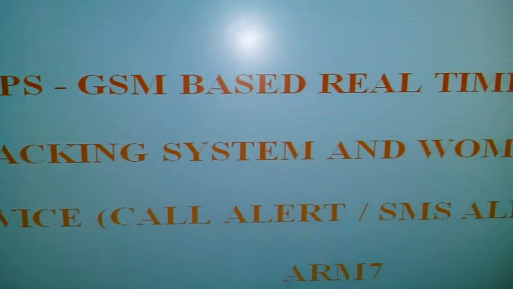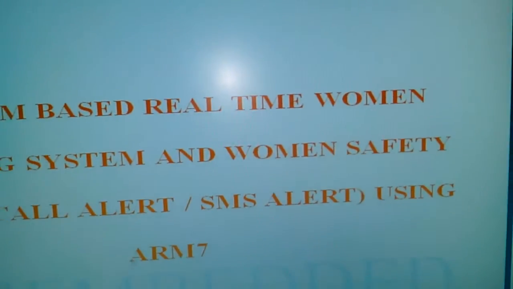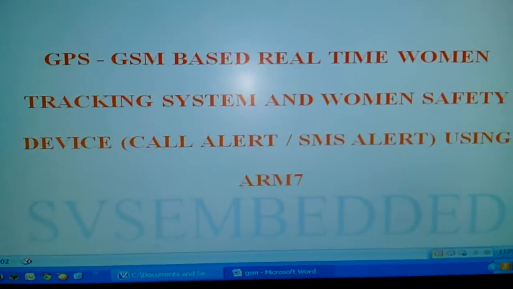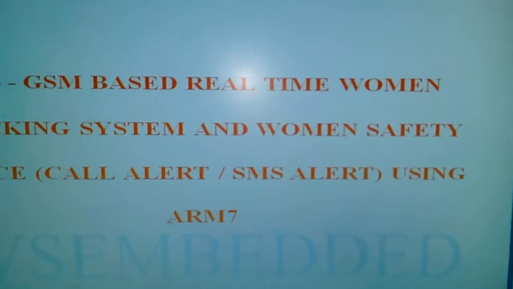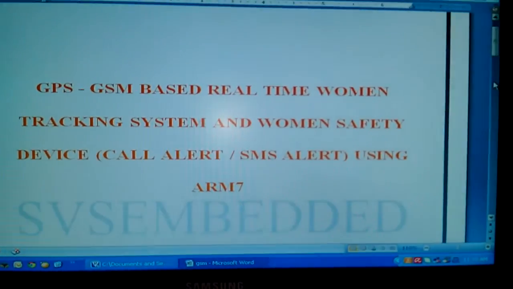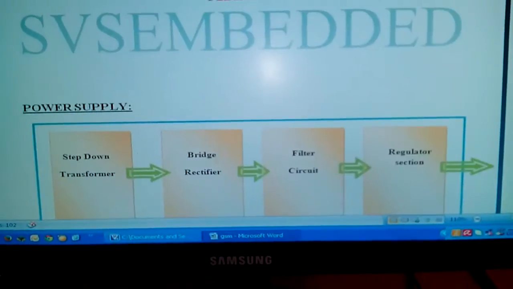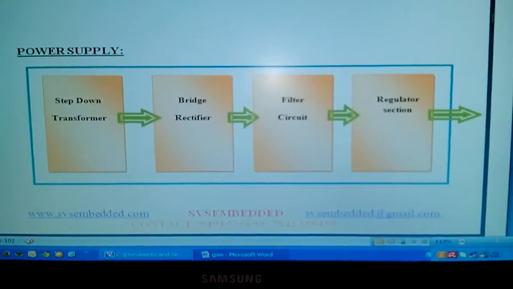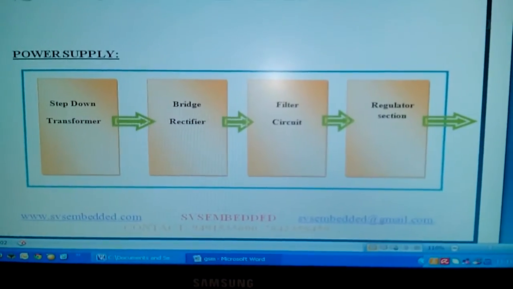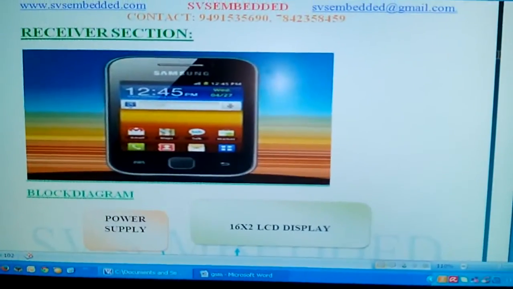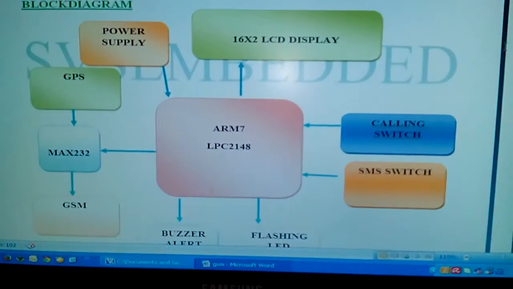The project title is GPS-GSM based real-time women tracking system and women safety device with call alert and SMS alert using ARM7. In this project I am using a transformer based power supply unit, and I am using a receiver mobile and one transmitter.